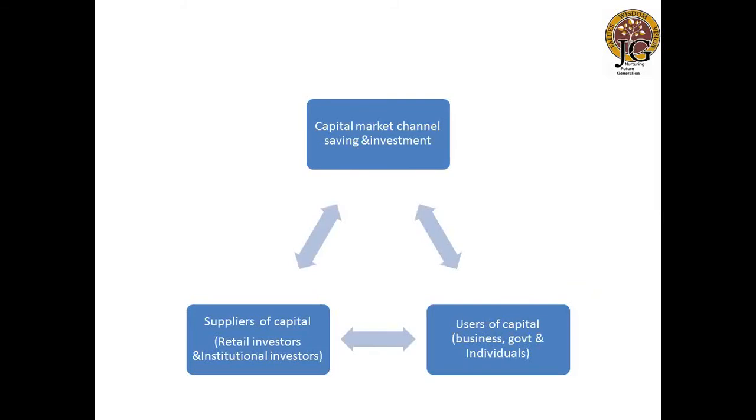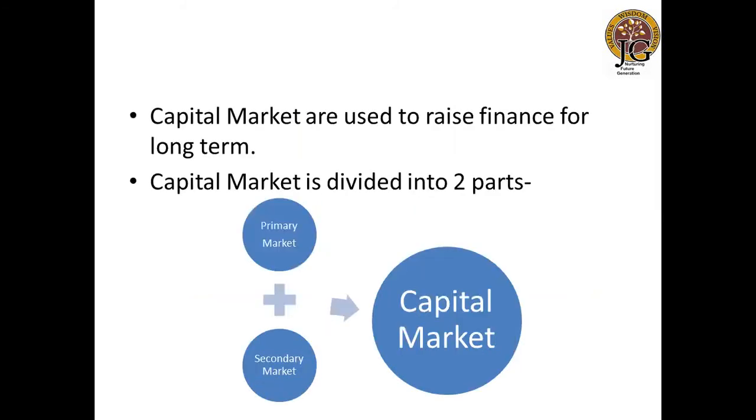This capital market is an investment and saving. It's again divided into 2 parts, from the viewpoint of suppliers and from the viewpoint of users. Now, who are included in suppliers? Retailers, investors, and institutional investors. Whereas in users of capital, business, governments, and individuals are involved. Capital market is used to raise finance for long term. Long term means more than 1 year.